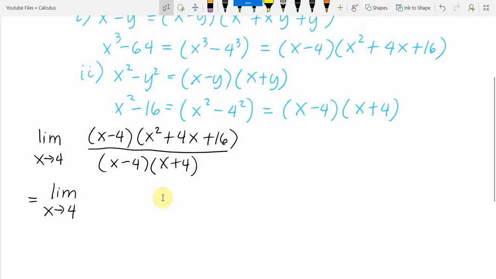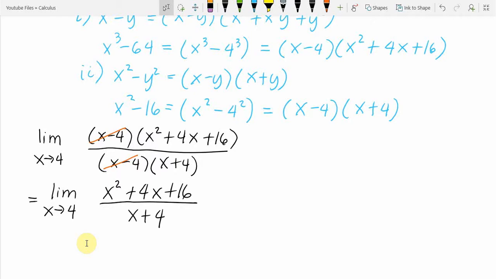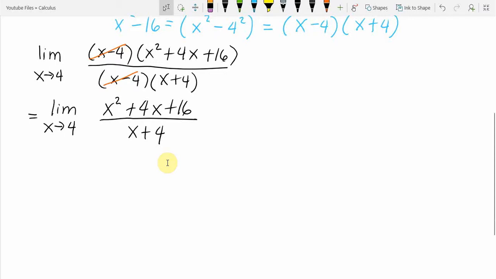The common factor here is x minus 4, so we cancel out x minus 4 in the numerator and x minus 4 in the denominator, and after cancelling out, we are left with x squared plus 4x plus 16 divided by x plus 4. And we try again if substituting x is equal to 4 to our remaining expression will result into a meaningless result. Okay, so we substitute 4.